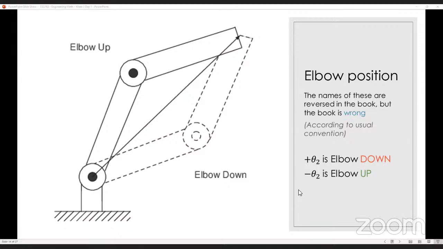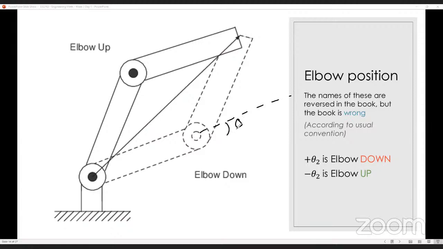If somebody told you it was an elbow up robot and you didn't know anything else, you would assume that the elbow is in this position. No, this is elbow down because your elbow is down. This is elbow up because the elbow is up. Okay. Now, if you think about what the angle means, if elbow up is a negative angle, does that make any sense?